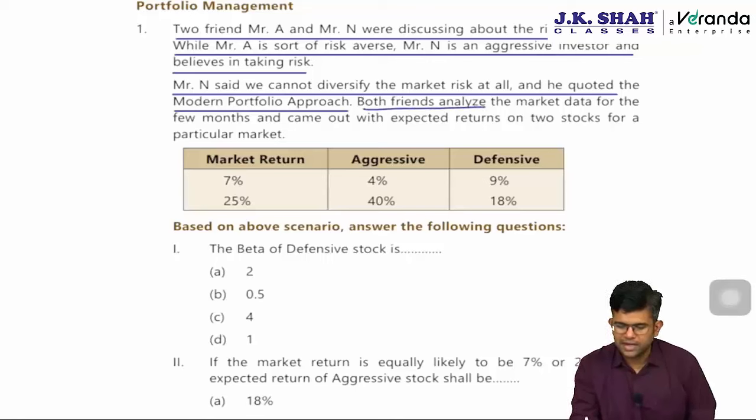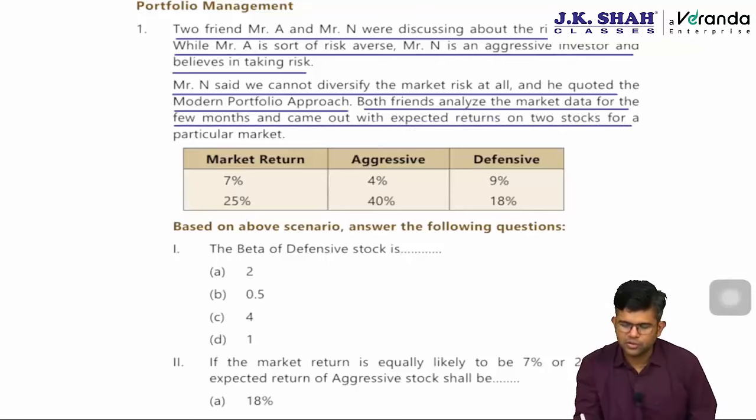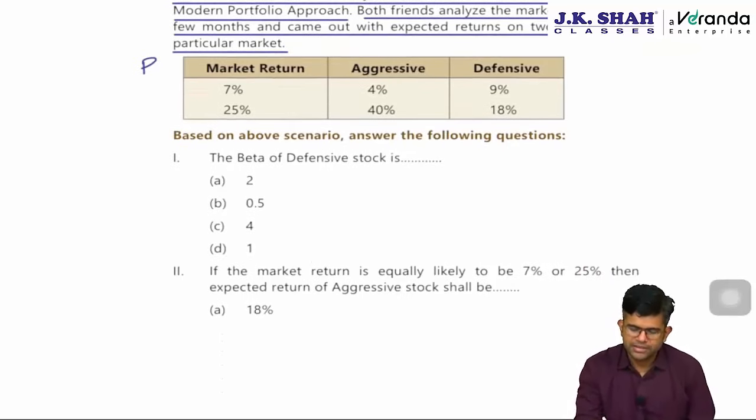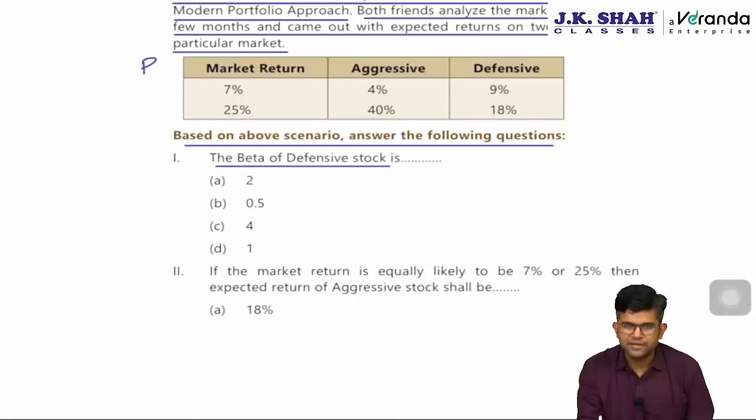Both friends analyzed the market data for a few months and came out with expected returns on two stocks for a particular market. Expected returns mean, students, those returns which come with probabilities. These are not historical past returns, these are expected returns. Based on the above scenario, answer the following questions. What is the beta of the defensive stock?